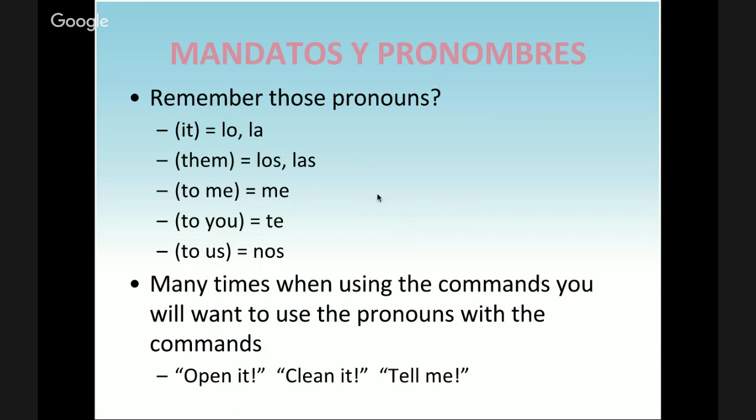So just a review of pronouns. It in Spanish is lo or la, depending on if the it you're talking about is masculine or feminine. Them, los and las, me, you, us.